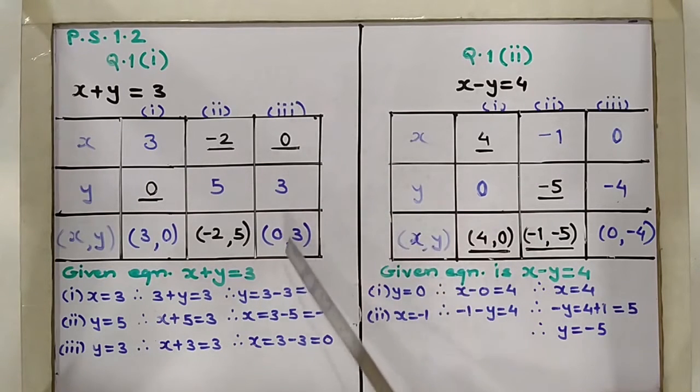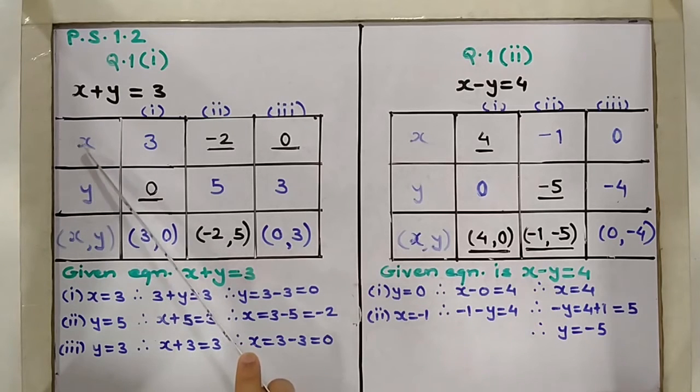In the third case, we have value of y as 3 and we have to find the corresponding value of x. Equation is x plus y is equal to 3. y 3 is already given. So x plus 3 is equal to 3. Plus 3 will go on the right hand side and it will become minus 3. So x is equal to 3 minus 3, which is equal to 0.